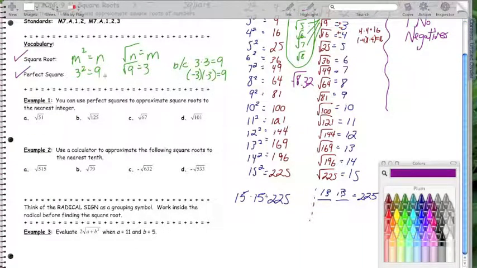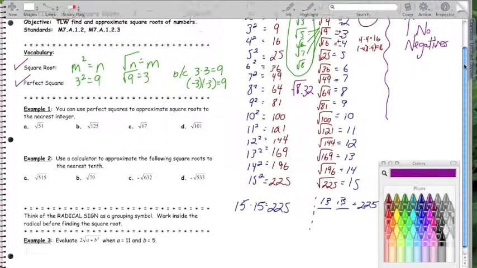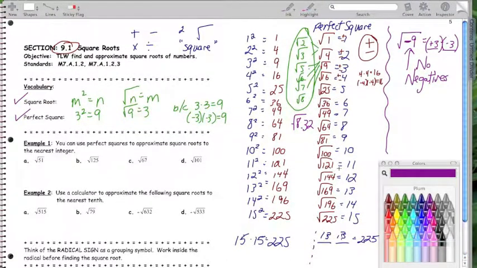So first it says you can use your perfect squares to approximate square roots to the nearest integer. Square root of 51 is not a perfect square. If I look at my list, and I know it's a little cluttered right now, but we're just focusing on this area here. You might want to make a list for yourself on a separate note card. Is there anything times itself that's going to give me 51? No. There's nothing times itself that will give me 51. So instead, I can use my knowledge of perfect squares to approximate.